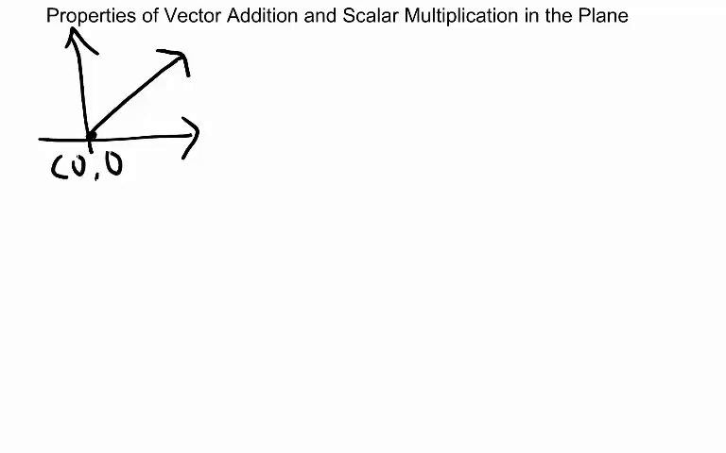In this video, we're going to talk about properties of vector addition and scalar multiplication in the plane. Recall that a vector has two defining characteristics: direction and magnitude. And also recall that the geometric representation of a vector in the xy plane is represented as a directed line segment whose initial point is at the origin and whose terminal point is represented by some coordinate pair.